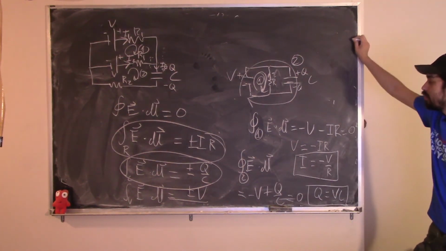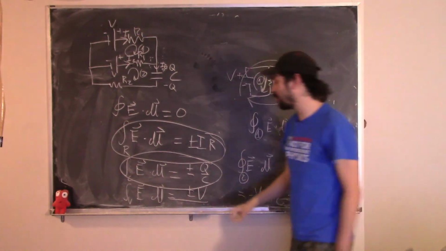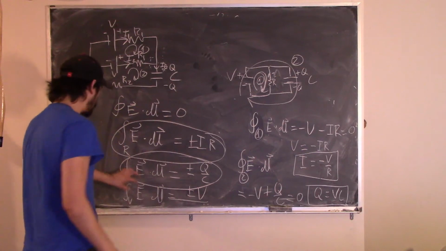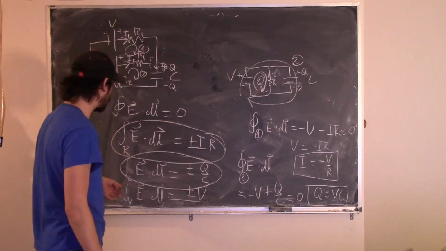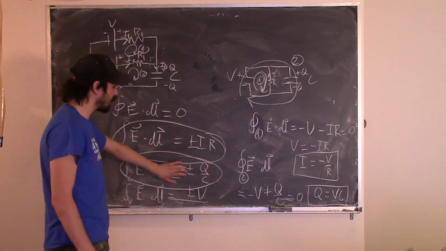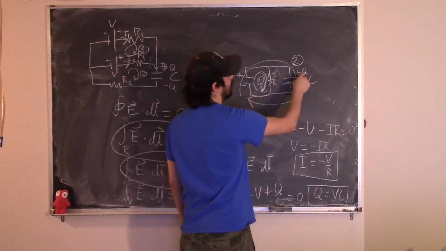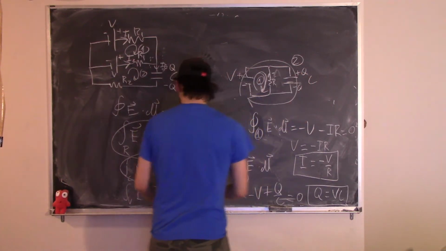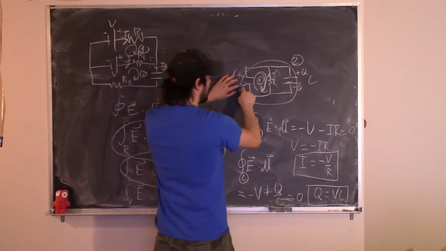So the punchline is, when I do the loops and I'm breaking it apart, when I'm going across a capacitor or across a battery, the contribution is going to be positive if, as I'm going around the loop, the first thing I see is a positive. It's going to be negative when I go around the loop and the first thing I see is a negative.